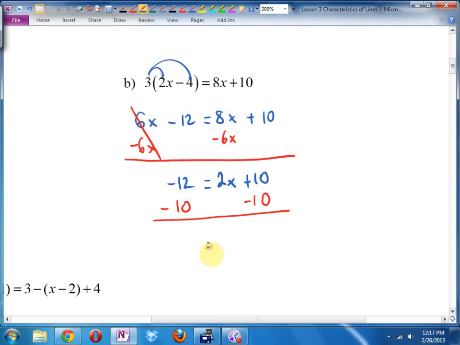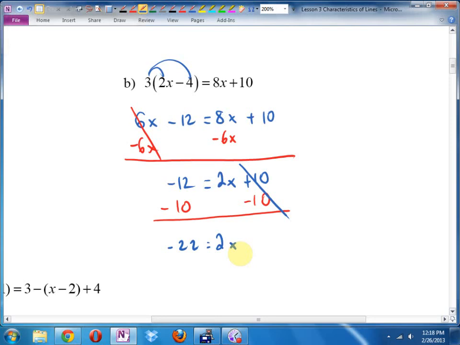The equal sign drops down. I get on the left side negative 12, take away 10 more. Negative 22, yes? If you're not sure, you could use your calculator. The 2x drops down like a domino. Now what?